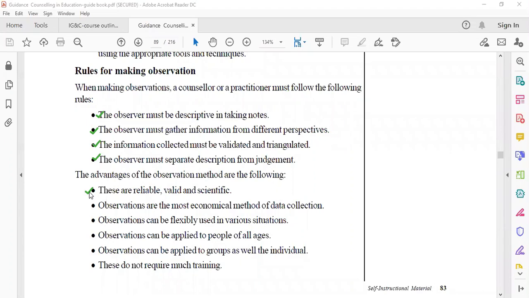And this point is very clear, that even if some children are working in a group or playing together in a classroom or in a play area, a teacher can observe them silently, either in a group or individually. These do not require much training. Likewise, observation is a very simple process. Just a simple intelligence is required to make observation of a situation.